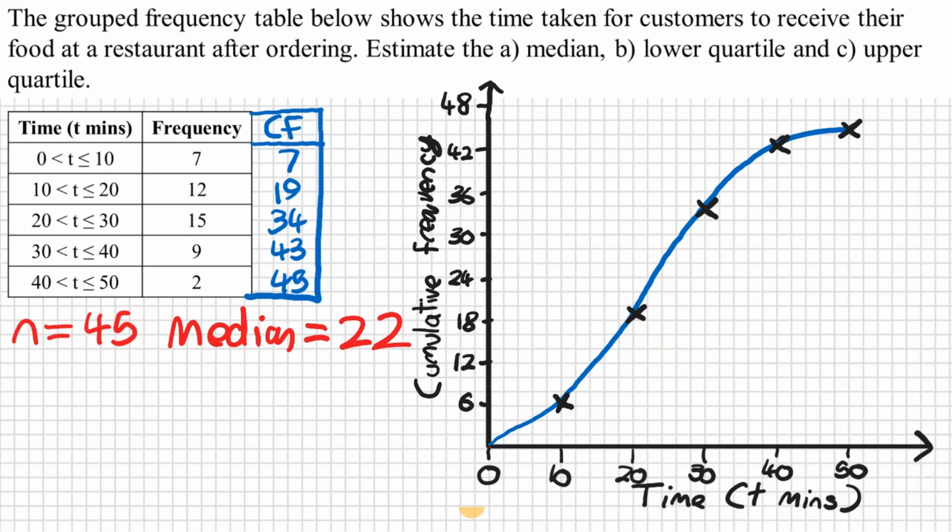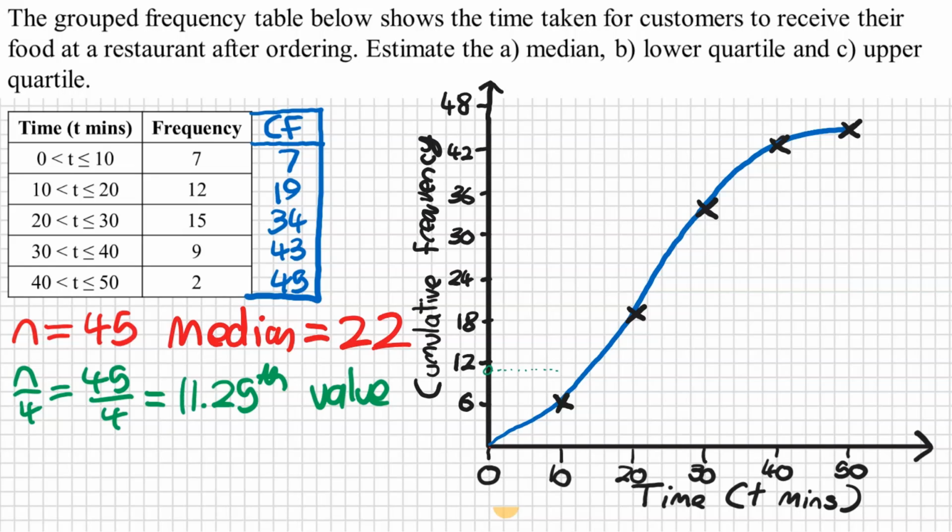Okay, and then for part B we need to find the lower quartile. So to find the lower quartile we need to find n over 4, so we need to find 45 over 4, which is equal to 11.25. So this is the data value that we're looking for now. So if we look at our graph, 11.25 is going to be about here, okay? So if we go across to the line and then go down, it's going to be about here, and this is about 14. So therefore the estimate for the lower quartile is 14.